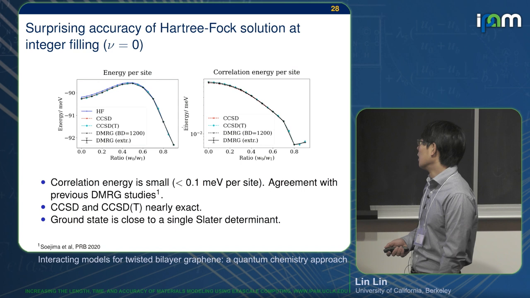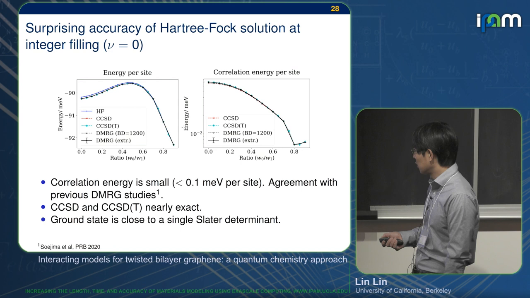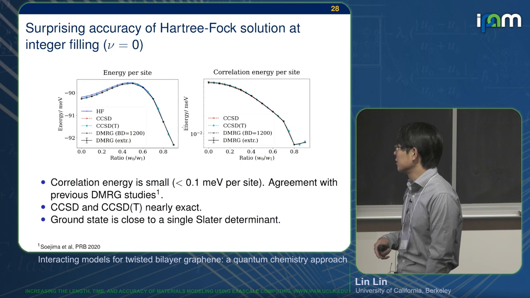So there's some, as I said, analytical reason. I won't talk about it here. Why the Hartree-Fock could be so good at this limit, but the analytical understanding is specifically at the chiral model.